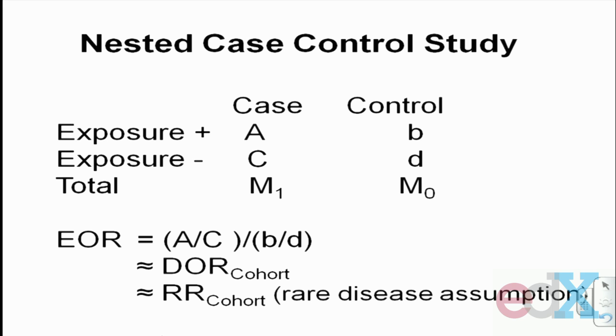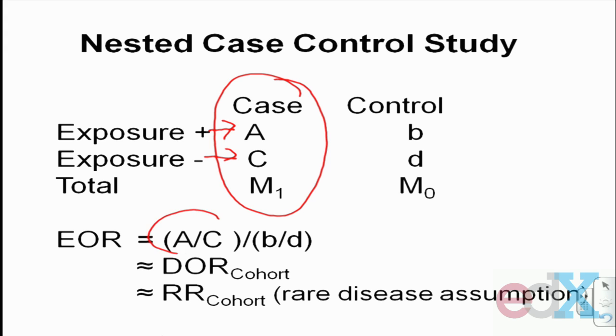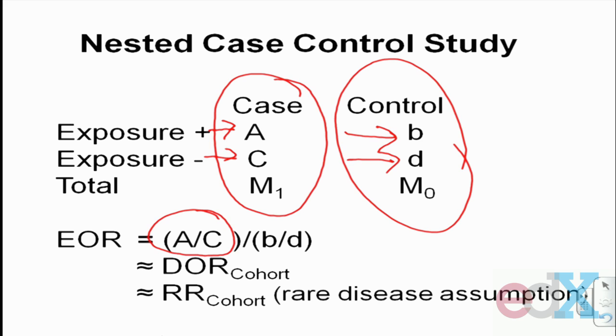You're going to enroll as your cases everybody who got the outcome in that original closed cohort study. You're going to be asking about their previous exposures. You're going to ask how many of them were exposed to some exposure, how many of them were not exposed. And I'll give you an example of that in a second. You're going to be measuring the odds of exposure among your cases. You're going to be selecting as controls a sample of people who were the non-cases, the people who did not develop the disease in your original cohort study. You're going to enroll, say, M sub 0 people, and you're going to ask them how many of them were exposed and how many of them were not exposed in the past to your risk factor of interest. You're going to measure the odds of exposure among the controls.